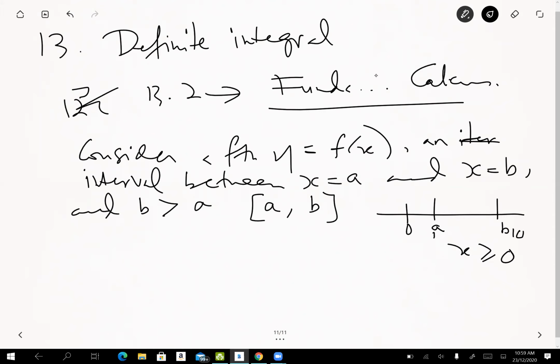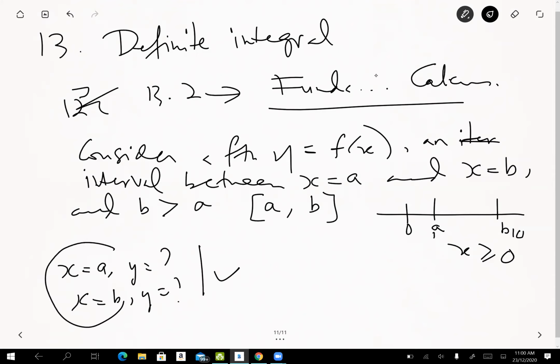So when x equal to a, y will equal to something. And then when x equal to b, y will also equal to something. This one we know. But to do the integration, we just focus on the value of the x. Because the value of the y is the one that we are going to do the integration. Of course, you can find the value of y though.